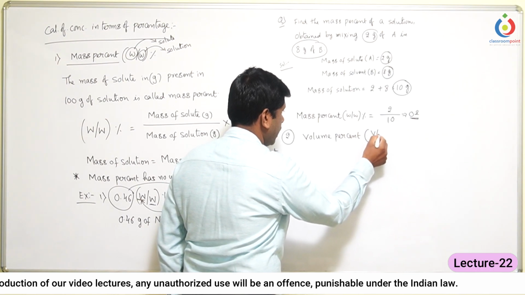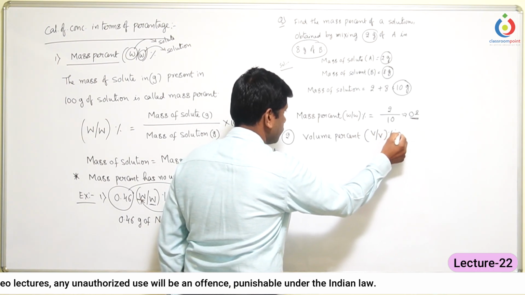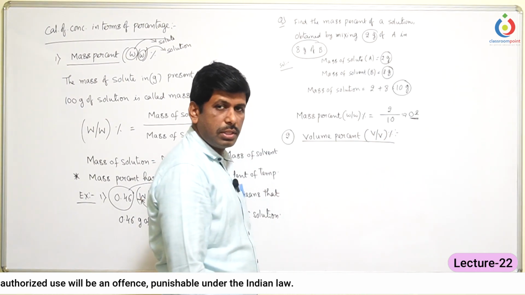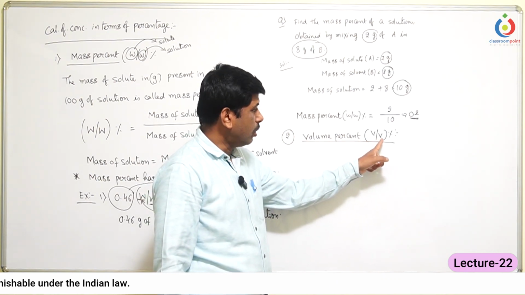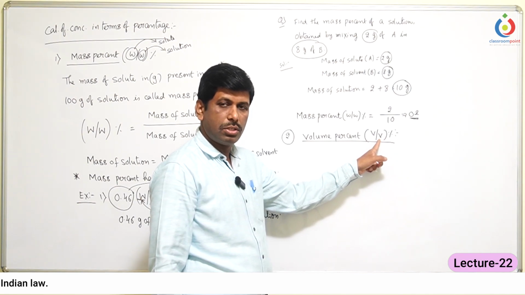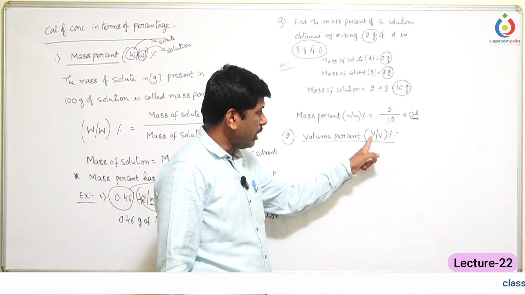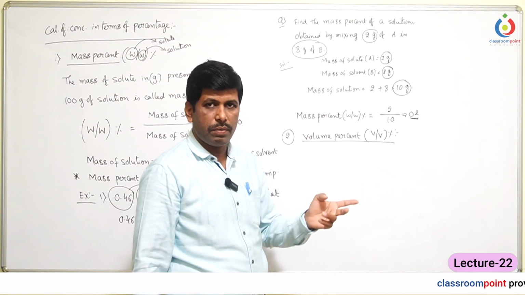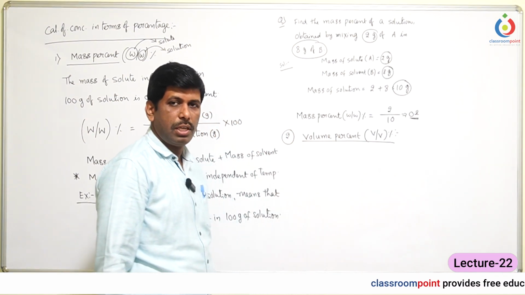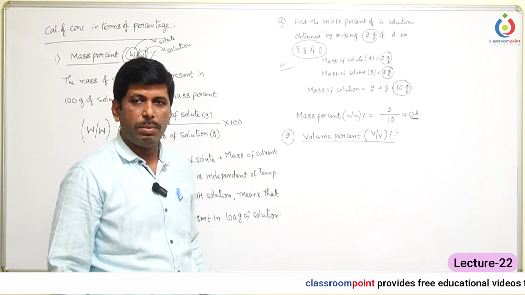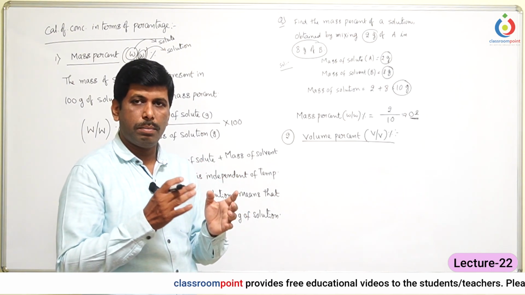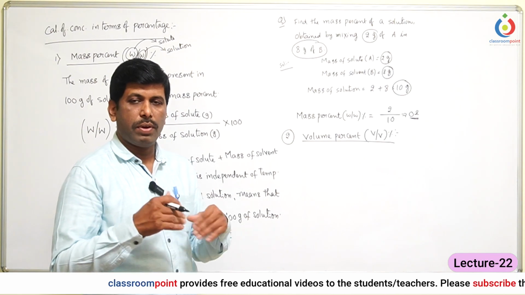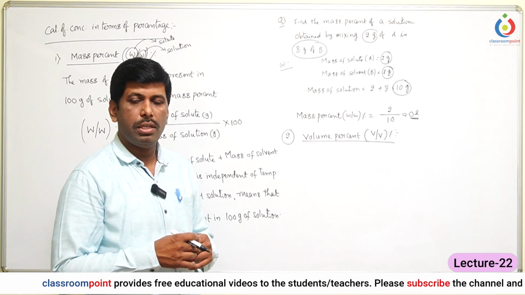It is represented by V by V percent. Here also same thing. The numerator tells about the solute, denominator tells about the solution. So here volume by volume means both are liquid. So this volume percent is applicable to the solutions which are obtained by mixing 2 liquids. So solute and solvent must be in the liquid state. So final solution you are obtaining is also in the liquid state.